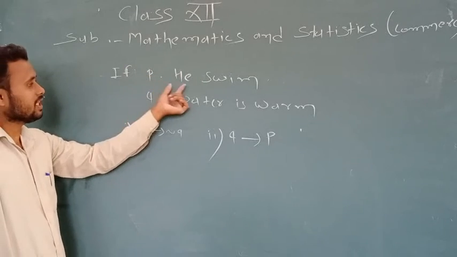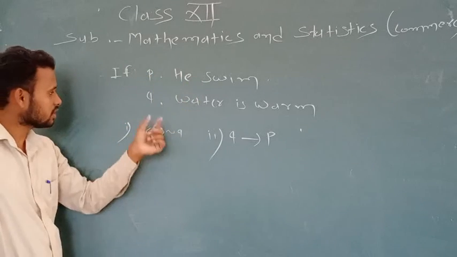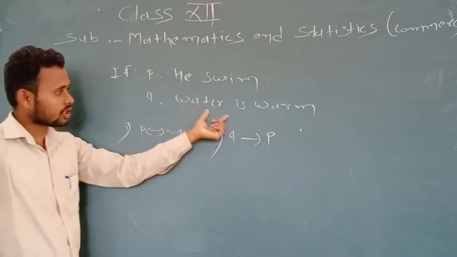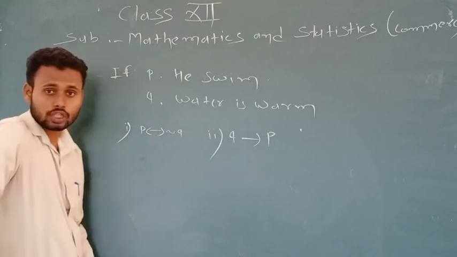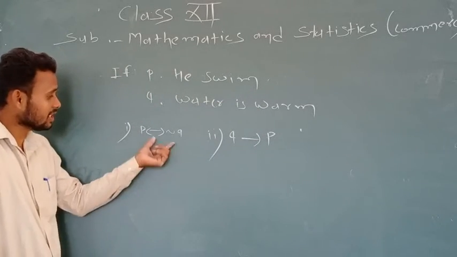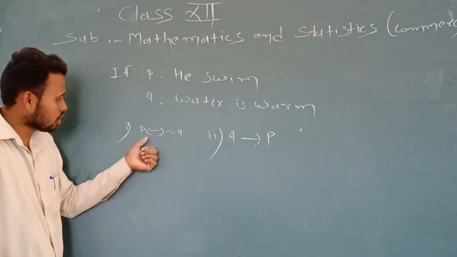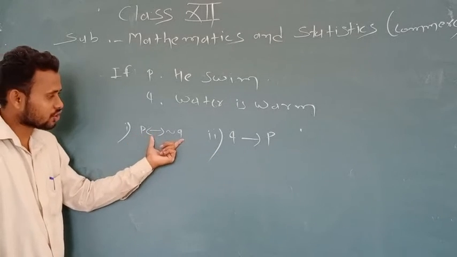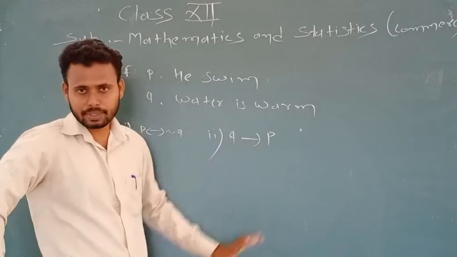If P is the statement that he swims and Q is the statement that water is warm, then give the verbal statement of the following symbolic statements. It means we have to give the symbolic statements P if and only if negation of Q, and second, Q implies P.